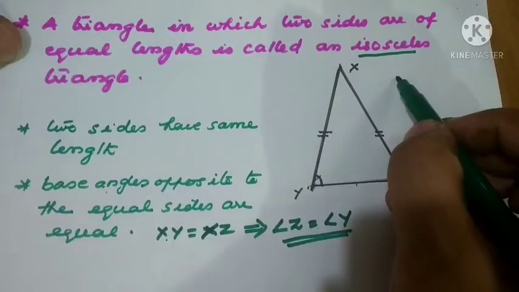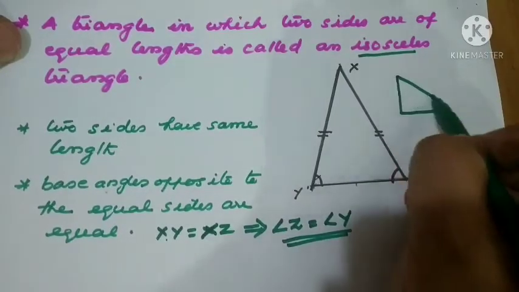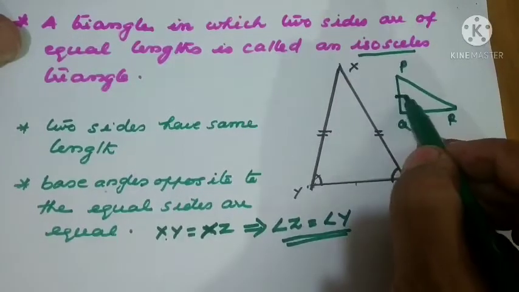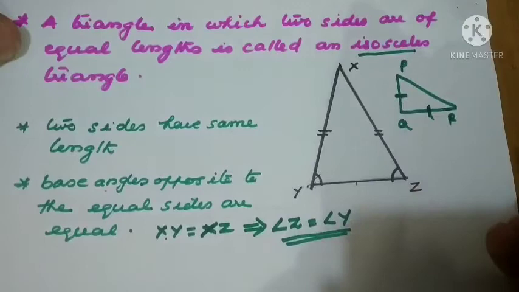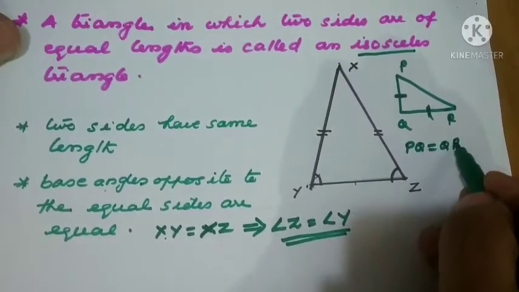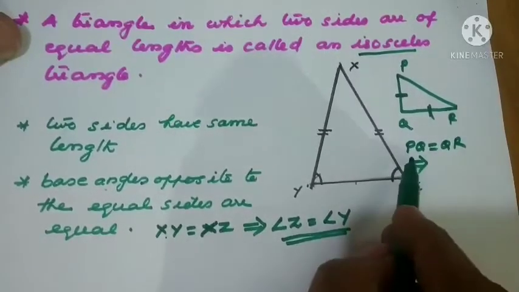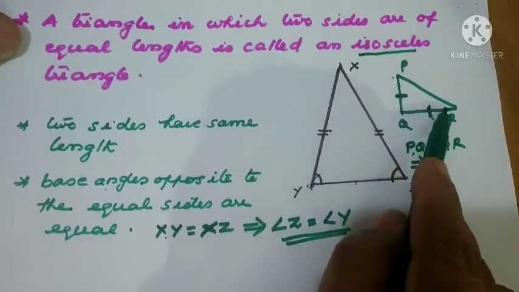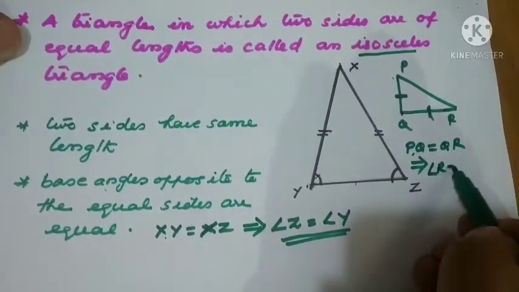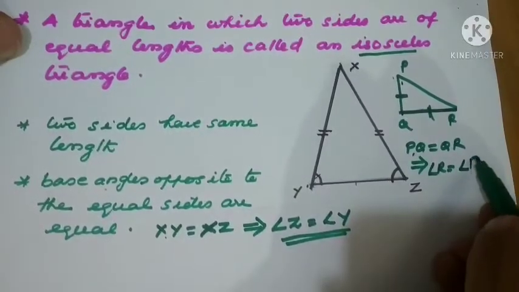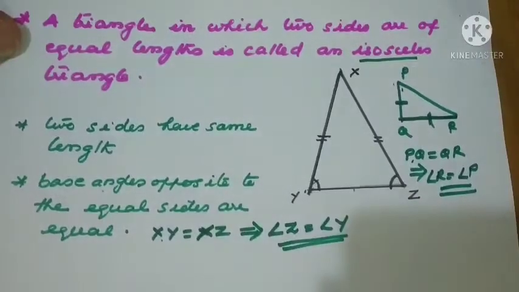Now similarly I'll go for the other triangle, PQR. If I have marked PQ and QR as equal, what should I write here? PQ equal to QR. Can you tell me what is the opposite angle of PQ? PQ is here only. What is the opposite angle? Angle R. Similarly, QR is taken. What is the opposite angle? Angle P. So the angles opposite to equal sides are equal.